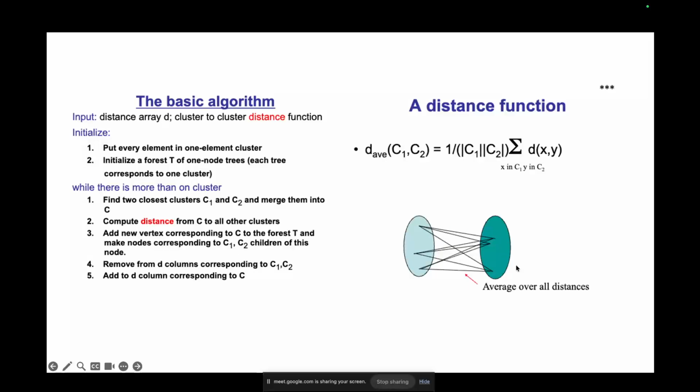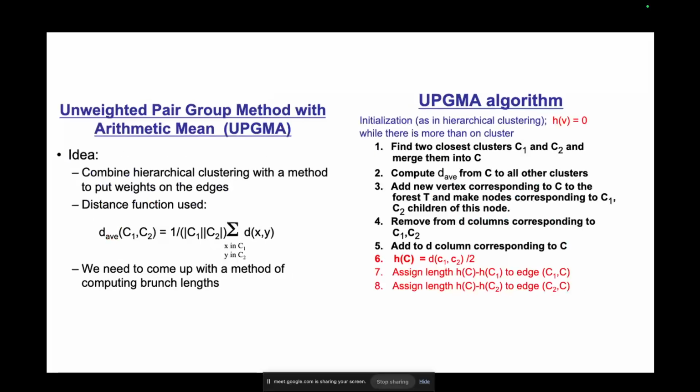So one point in one cluster versus all the points in the other one. Then you take an average of that. So this is the distance function that is used in UPGMA. The idea is to combine the hierarchical clustering method, put weights on the edges, and add a distance function like this, and we need to come up with a method of computing this branch length.